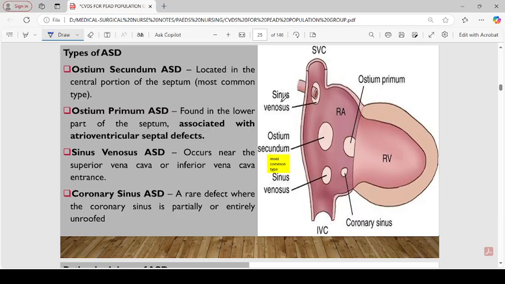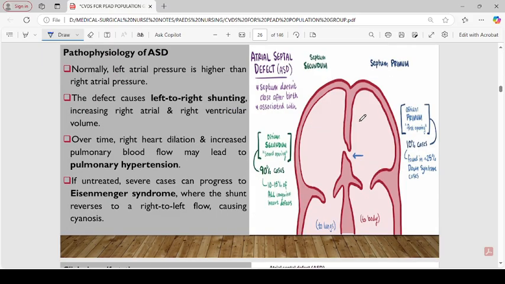for months, right? So just like we looked at the types of ventroseptal defects, we also have types of atrial septal defects. We have the ostium secundum, located in the central portion of the septum, which is the most common type. Number 2, the ostium primum, found in the lower part of the septum and associated with atrioventricular septal defects. The third is sinus venosus, which occurs near the superior vena cava or inferior vena cava entrance. Lastly, the coronary sinus, a rare defect where the coronary sinus is partially or entirely unroofed. Those are the 4 major types of atrial septal defect.